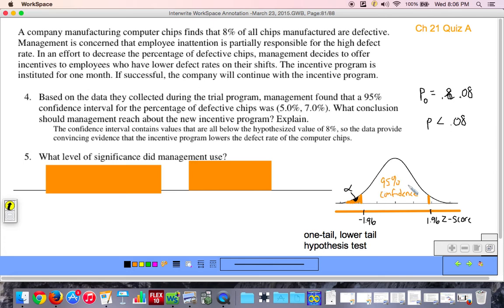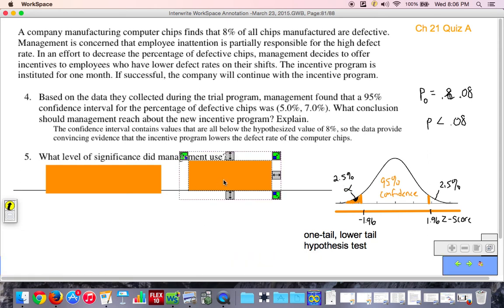If this is 95% of the normal curve, that leaves 5% left over. But that 5% would be split between each tail. So if we're looking for a one-tail, lower-tail hypothesis test at a 95% confidence level, there would be 2.5% here and then 2.5% here. So the level of significance of this test would be 2.5%.